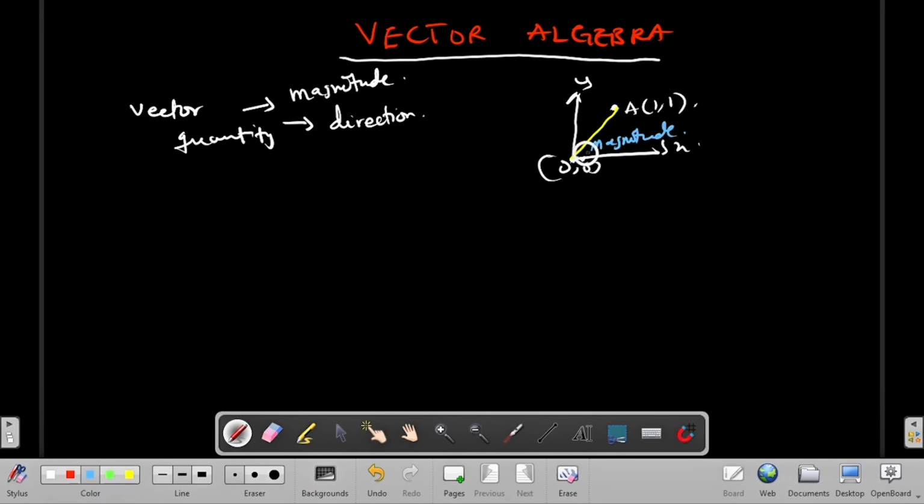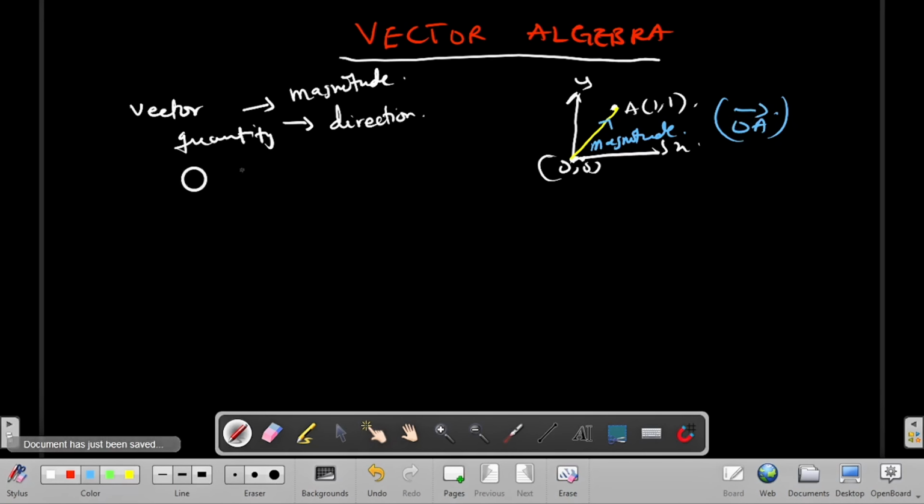And look at the direction, look at where it is pointing to. It gives us the direction of this point. Therefore, I can call this vector OA with this direction. So this is simply what we call a vector. A vector is simply any quantity which has got magnitude and direction.